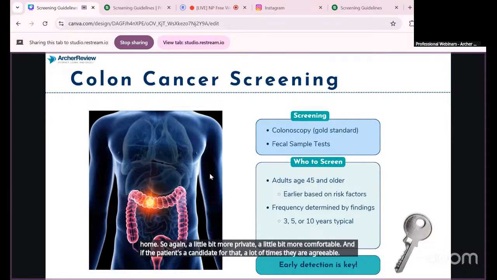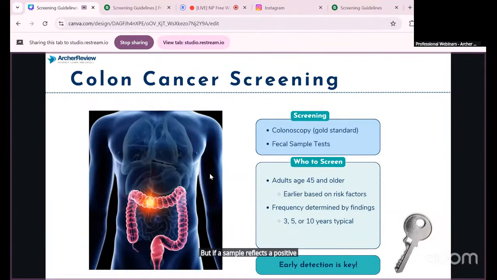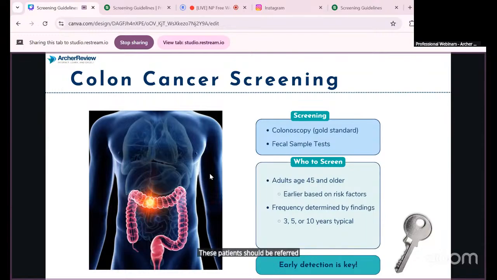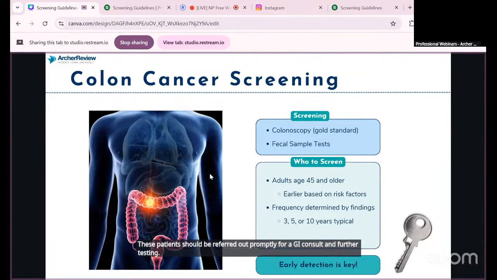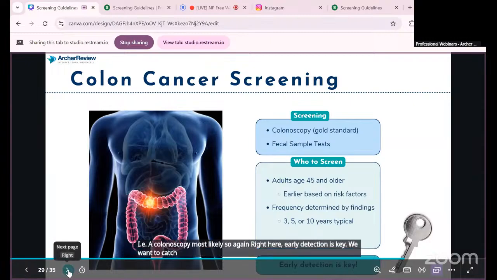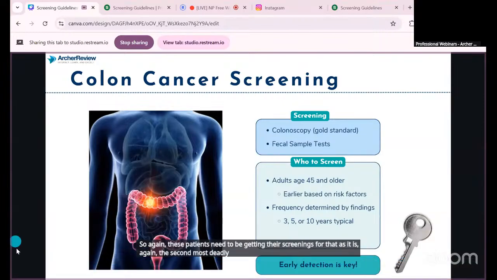These patients will be repeating this test about every 3 years on average, but if a sample reflects a positive reading for blood in the stool, which is what that Cologuard kit is going to be looking for, these patients should be referred out promptly for a GI consult and further testing, i.e., a colonoscopy, most likely. So, again, right here, early detection is key. We want to catch colon cancer early and quickly, and so we don't want to miss that. So again, these patients need to be getting their screenings for that, as it is the second most deadly form of cancer in the U.S.